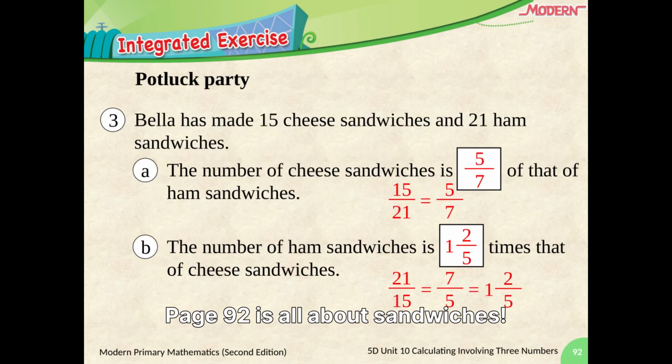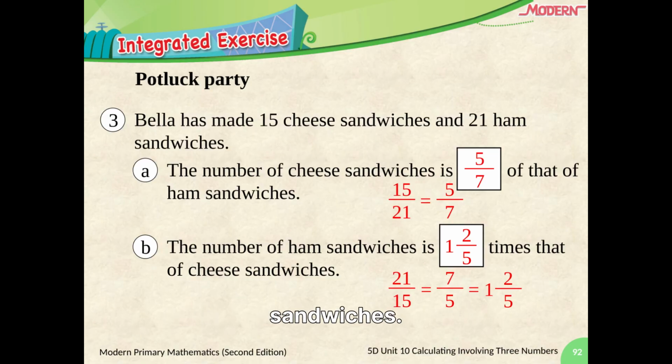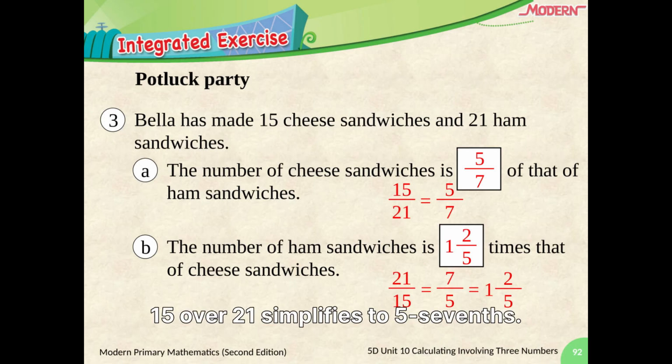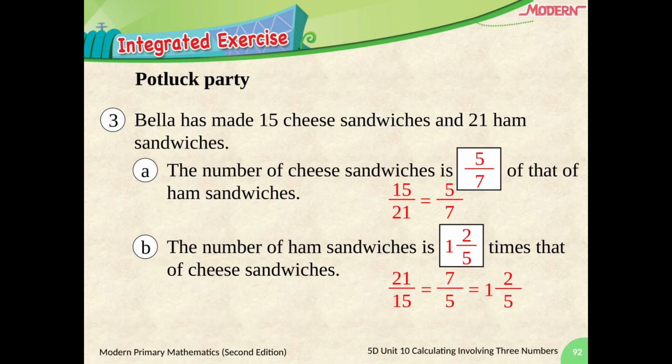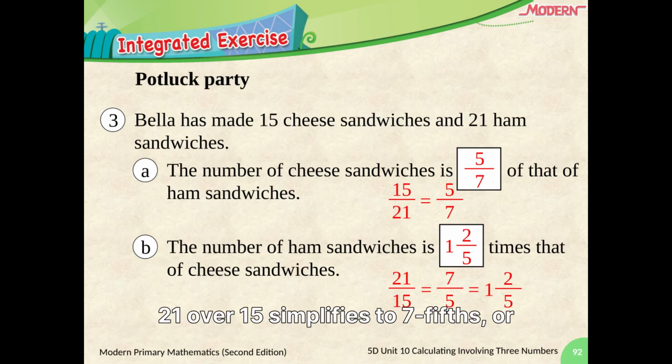Page 92 is all about sandwiches. Bella made 15 cheese and 21 ham sandwiches. Question 3A asks for the fraction of cheese to ham. 15/21 simplifies to 5/7. Question 3B flips it, ham to cheese. 21/15 simplifies to 7/5, or 1 2/5 times.